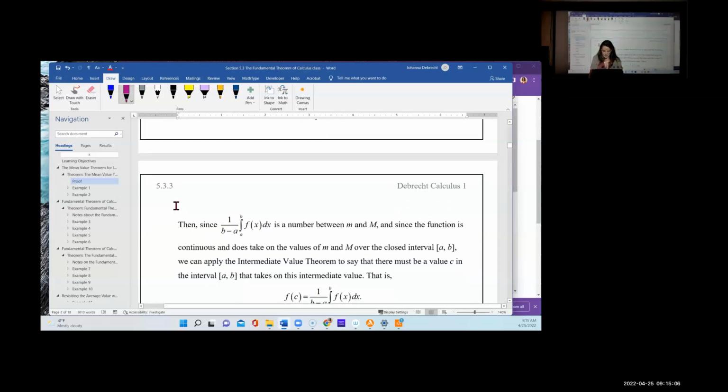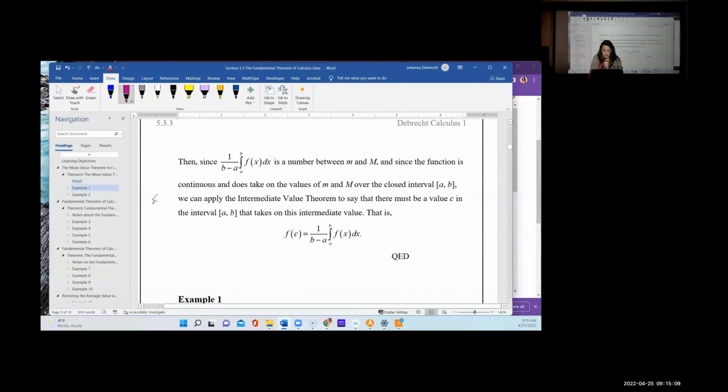Now remember, the intermediate value theorem says that it must take on all values between the low and the high, which means that if lowercase m is the low and uppercase M is the high, and f average is a value that's between lowercase m and uppercase M, then there has to be a c between a and b that takes on that value. So again, we have now shown that there has to be some value c between a and b that is the average value of that function over the interval, right?